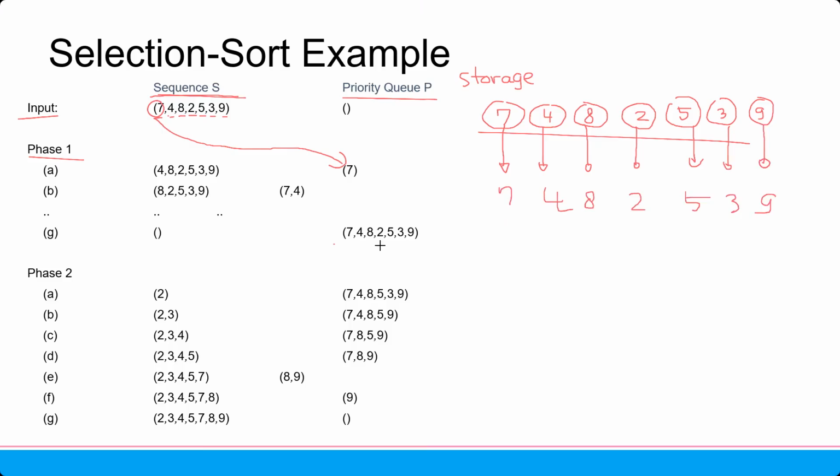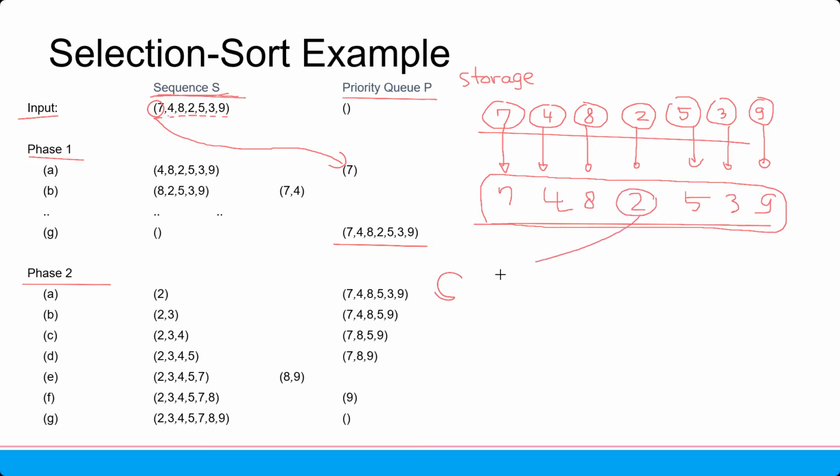And after we have this priority queue, we go into phase 2. Because we already have this sequence in the priority queue, when we want to put it back into the sequence S, we will check among these which is the smallest. Okay, we know that the smallest is 2. So we remove the min and put it here.